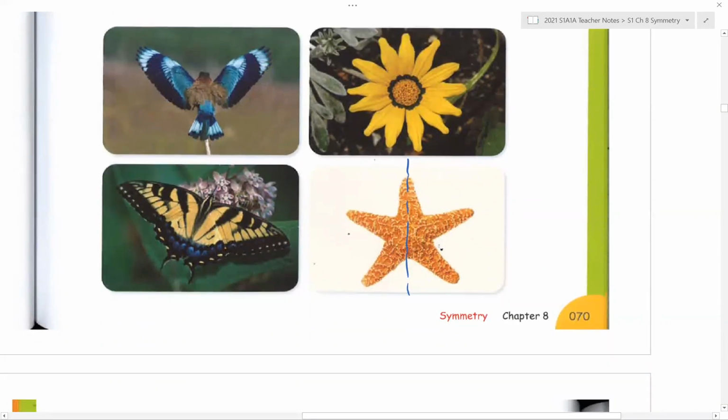No more. What if you rotate your book? Not the same, eh? This one is not the same, eh? Why cannot? Cannot. Yes, because for the star, there are more.